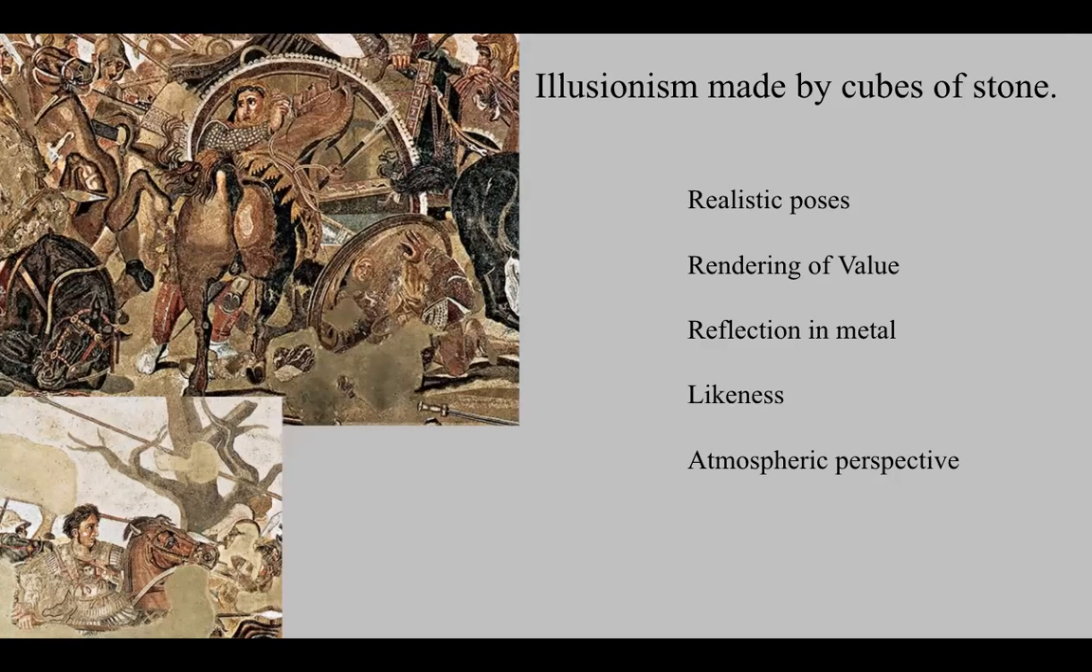and they have a lot of characteristics of illusionistic painting. They have realistic posing, the rendering of value, the reflection in metal, that likeness, it really does look like Alexander, and it also has atmospheric perspective. Things do get a little lighter and hazier as it moves into the distance.